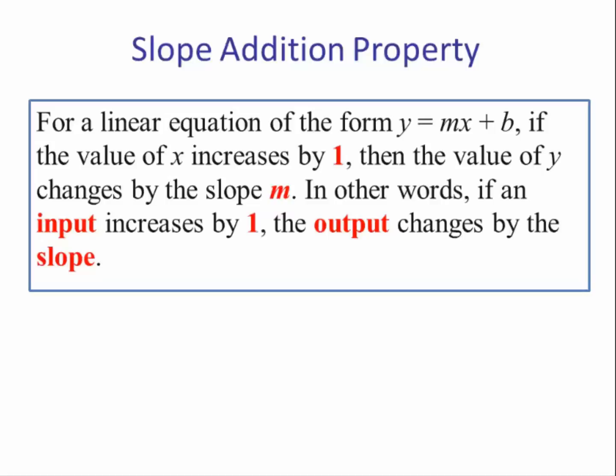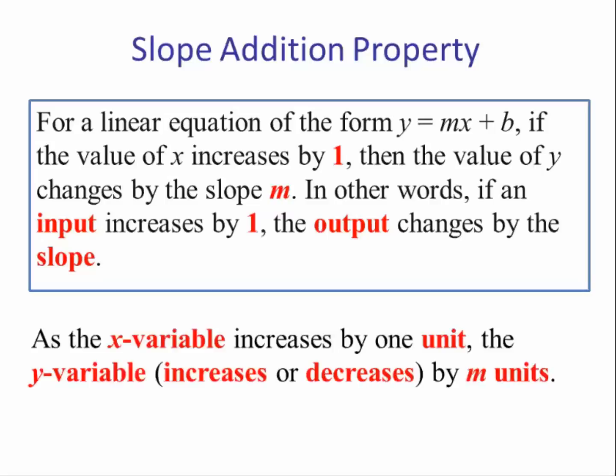So if we're asked to interpret slope, here's a template that we can use. We can say as the x variable increases by 1 unit, the y variable increases or decreases, and that determines if it's a positive slope or a negative slope, by m units. And m is going to be a number.